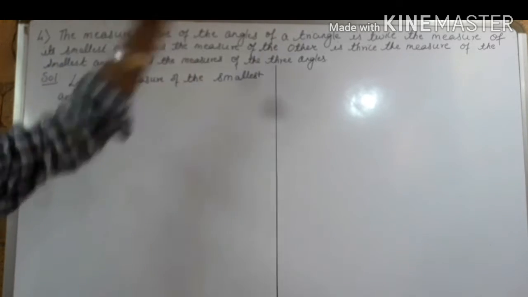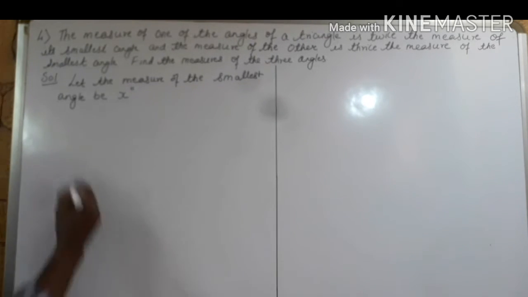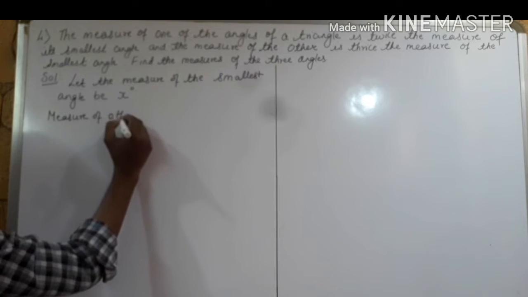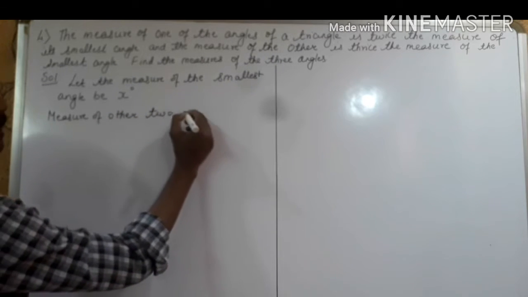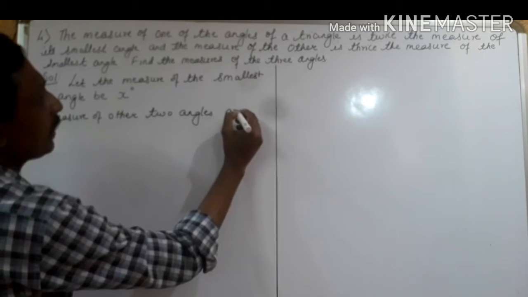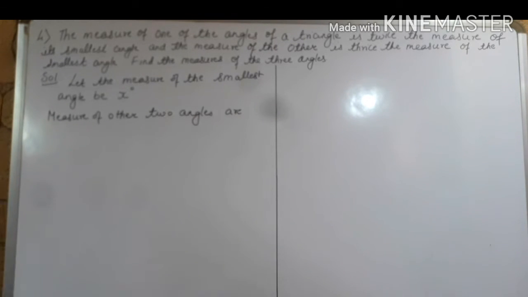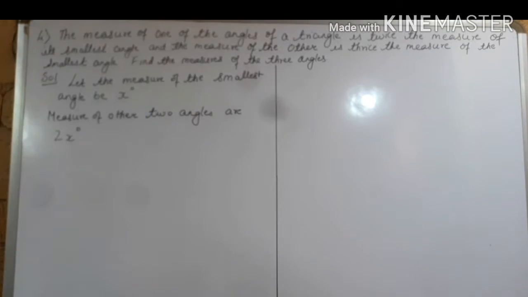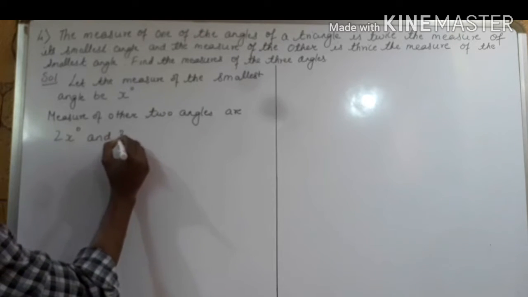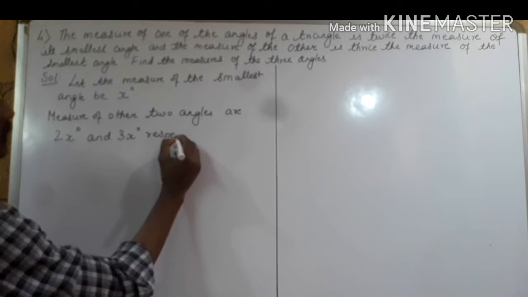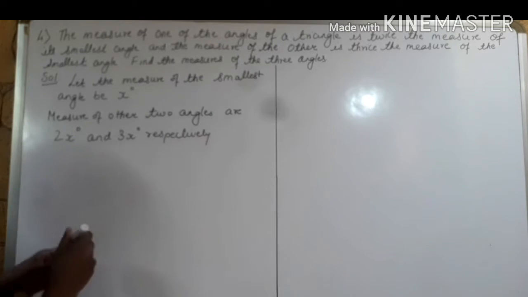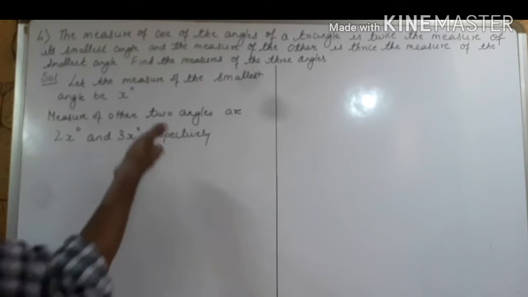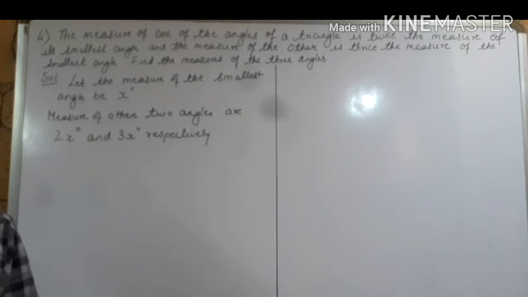It is twice and thrice the measure of the smallest angle. The measures of the other two angles are 2x degrees and 3x degrees respectively, because it is stating twice the smallest angle and thrice the smallest angle. And what is the smallest angle? The smallest angle is x degrees.